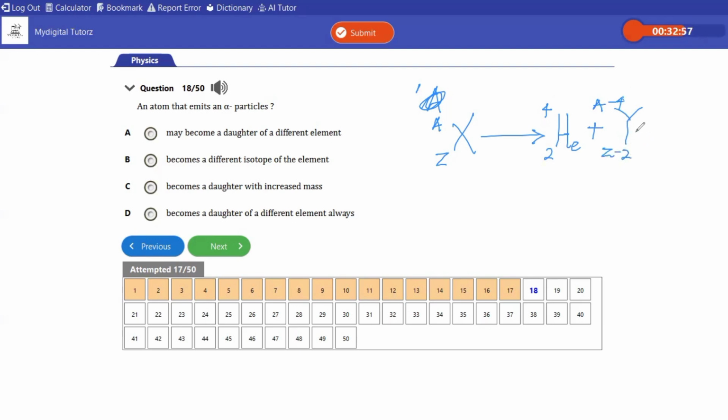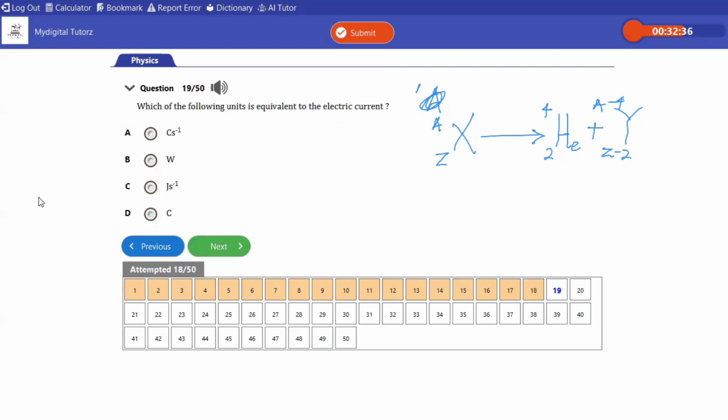Having a decrease in the mass number by 4 and a decrease in the atomic number by 2. Is that clear? So this is a daughter nuclide, right? Are we together? So it will have become a daughter of a different element, element Y in this case, having a decrease in the mass number by 4 and a decrease in atomic number by 2. So the correct option here is option D. I hope we are together.